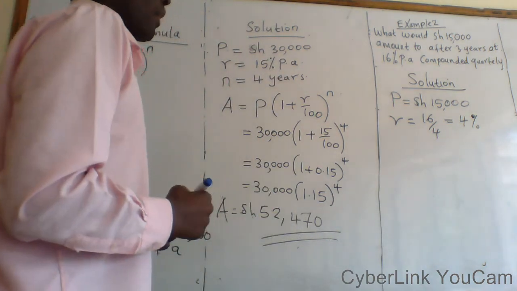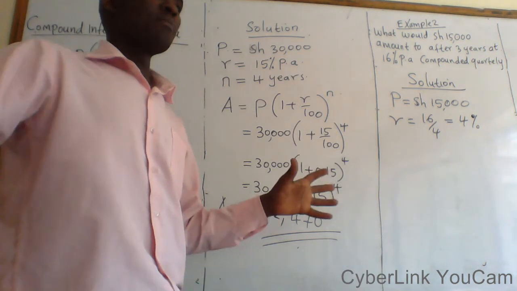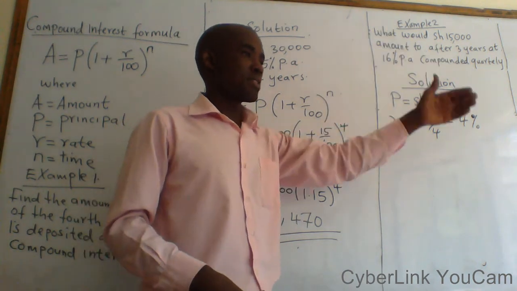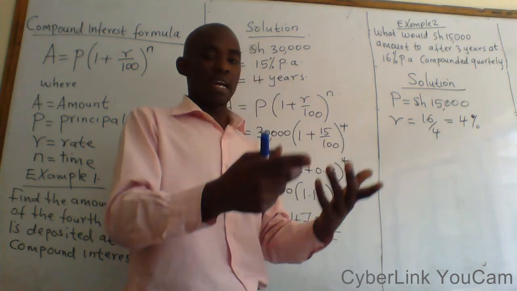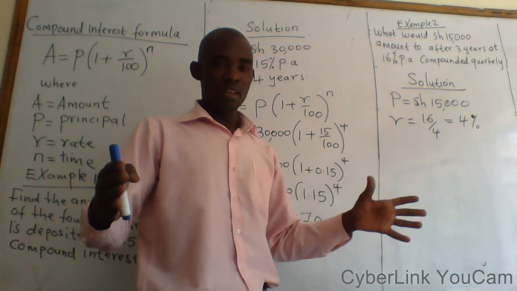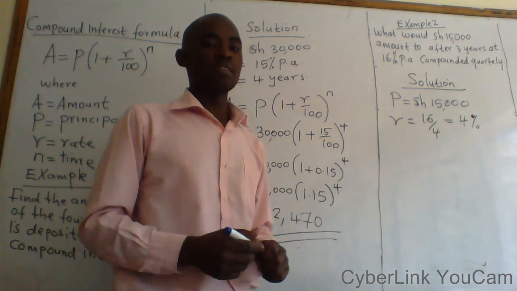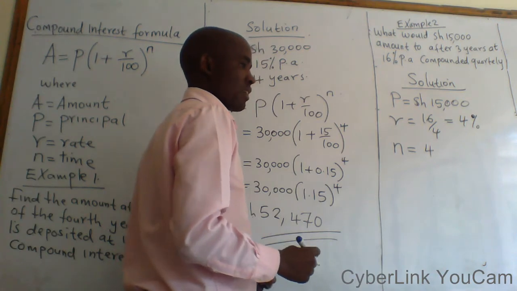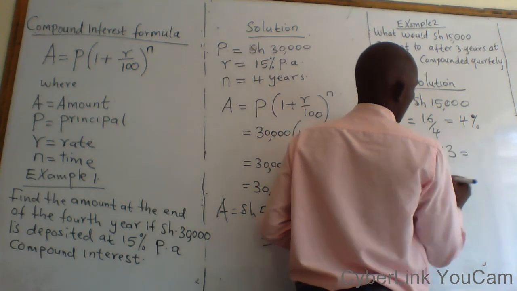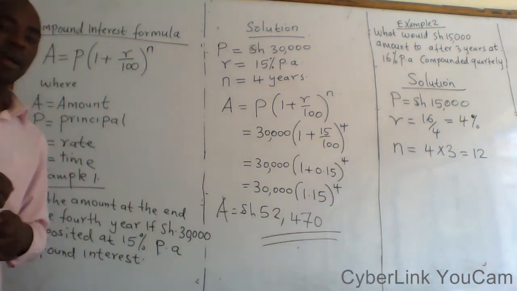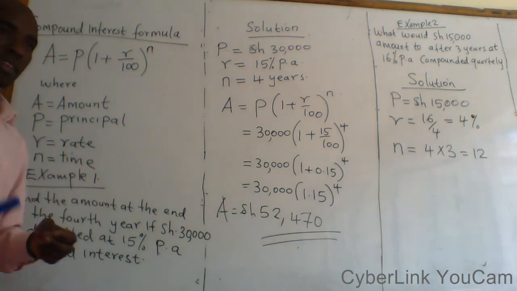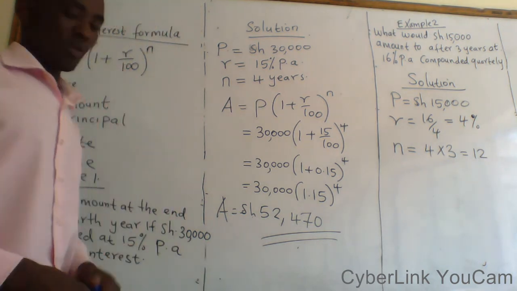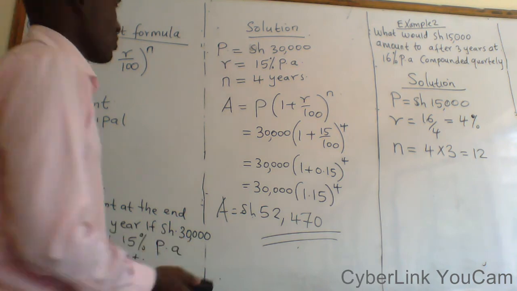The next thing, because in 1 year we will take interest 4 times, what about 3 years? If in 1 year we do it 4 times, how many times would we have done it in a span of 3 years? So our n will be equal to 12. In 1 year we take it 4 times, for 3 years of course we multiply by 3. That gives us 12. After you are done with that, we will now be able to write the formula.